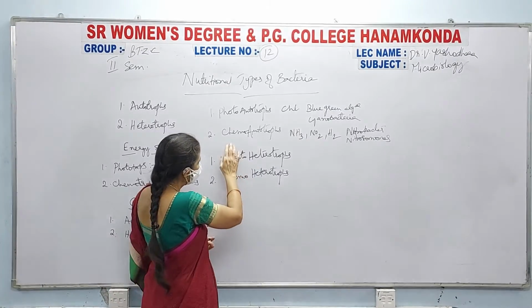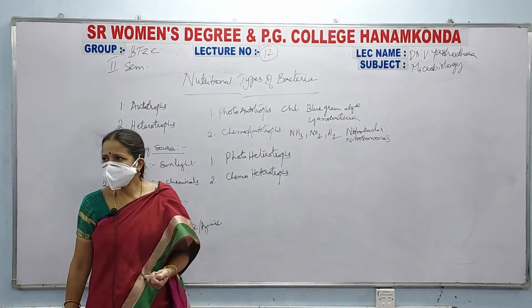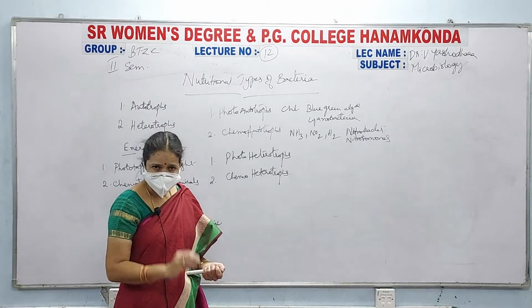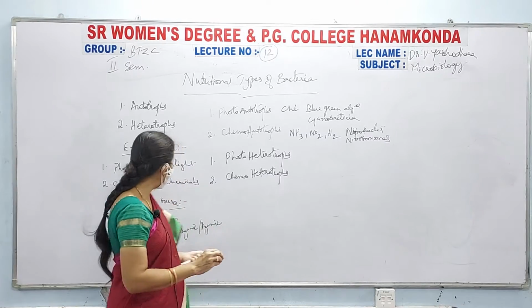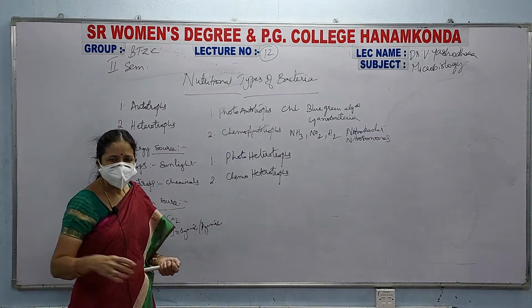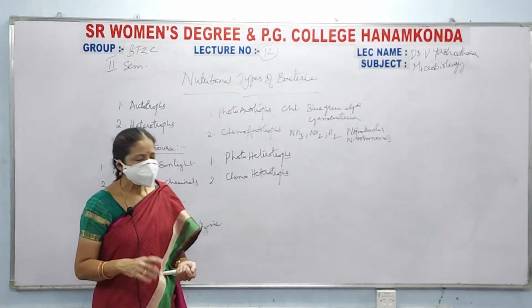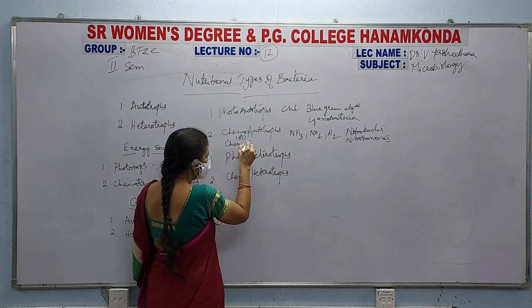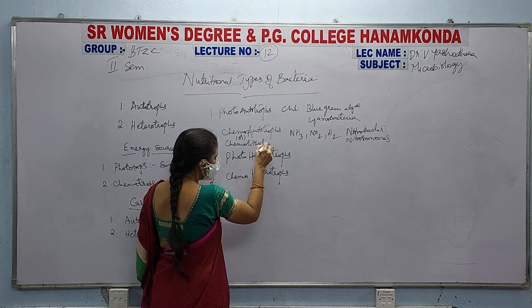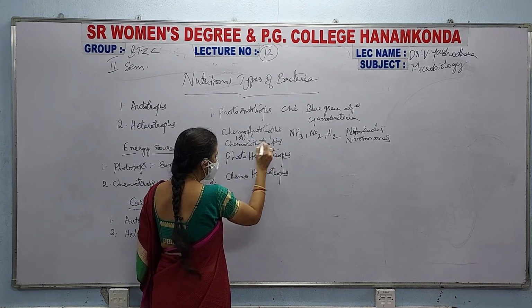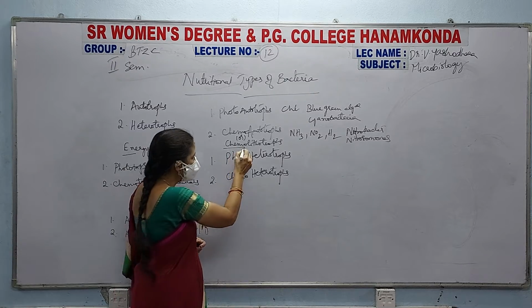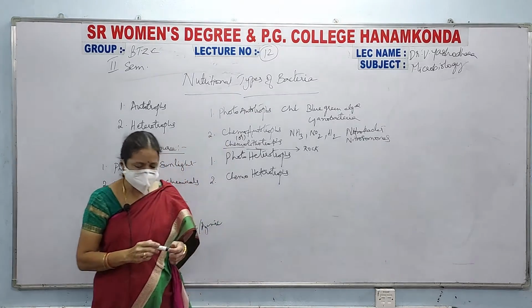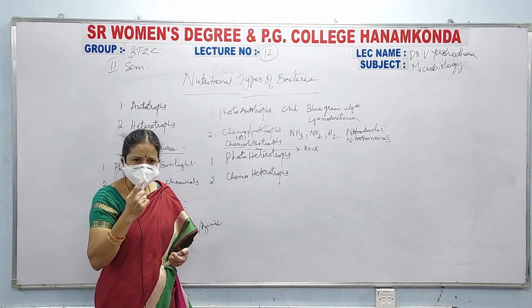Now, coming to the chemoautotrophs, as these organisms show their activity in the absence of light and are dependent on chemicals and minerals as the source of energy, they can also be called chemolithotrophs. What is the meaning of chemo? Chemical. Litho means rock. So from the mineral rocks they are getting the energy.